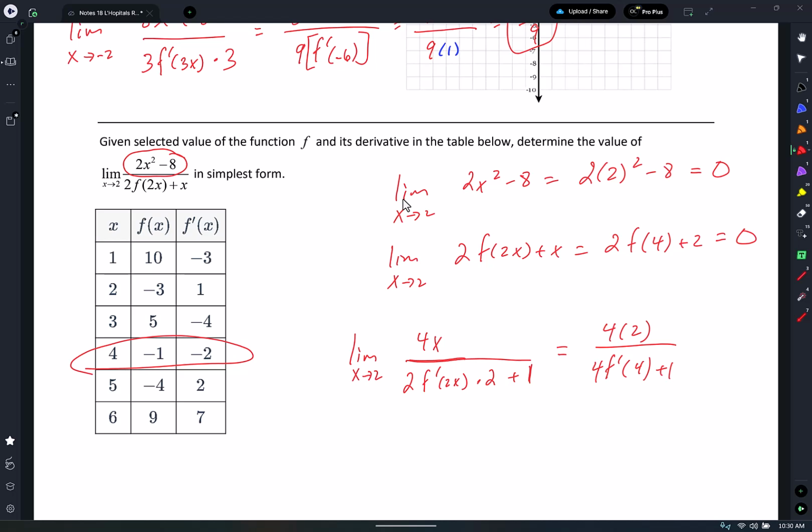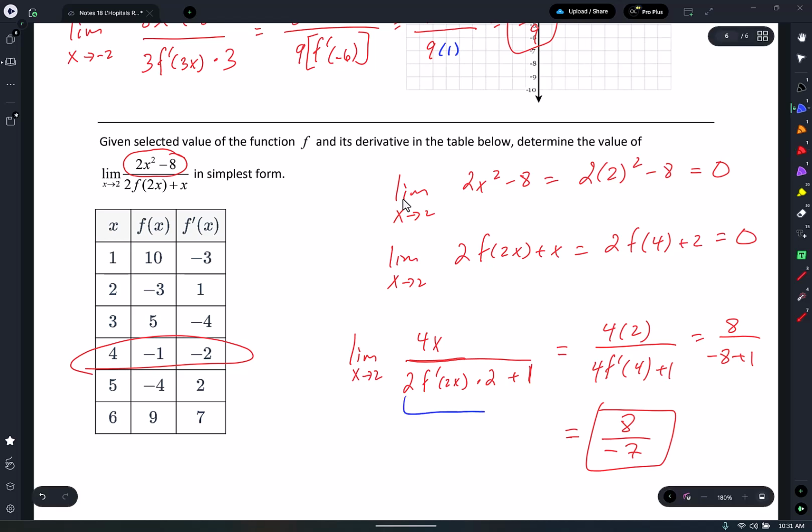I don't see any issues. 8 over, f prime of 4 is -2. -2 times 4 is -8. -8 plus 1. So I see 8 over -7. What happened to the times 2? Right here. That's a 4. Do you see it?